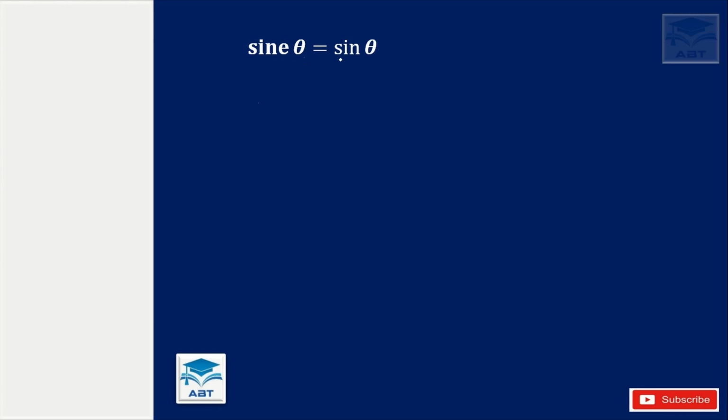This can also be written as sin theta. We also have cosine theta, which can be shortened as cos theta, and tangent theta, which can also be written as tan theta. Now there are other three trigonometric ratios that are reciprocals of these basic trigonometric ratios.